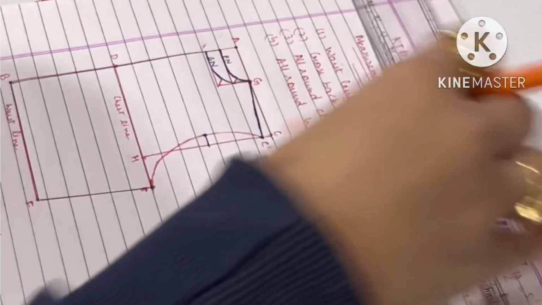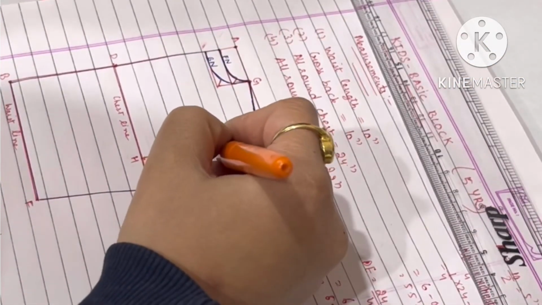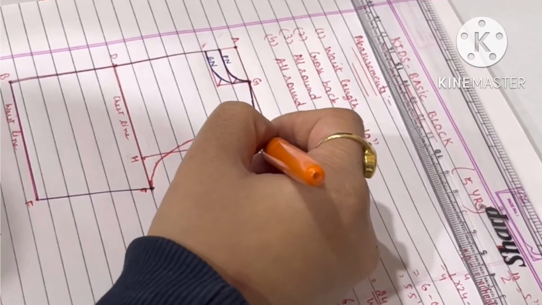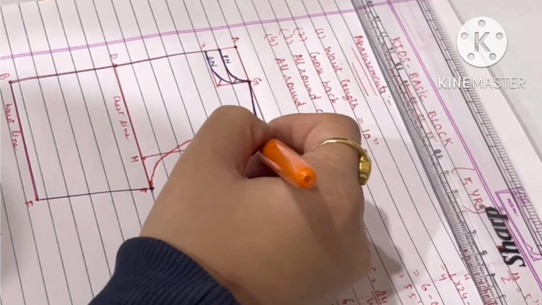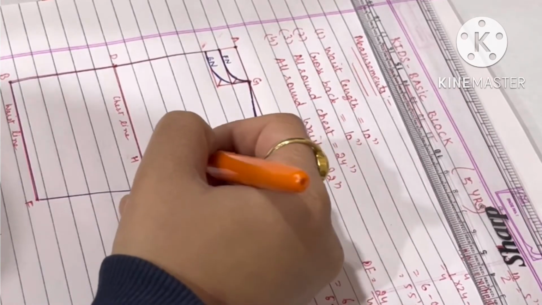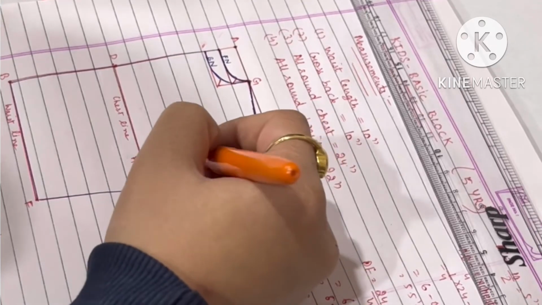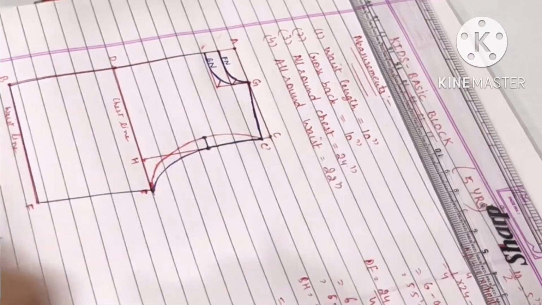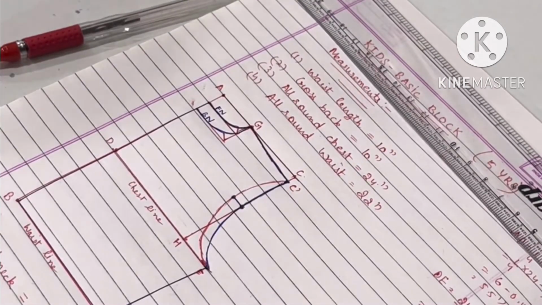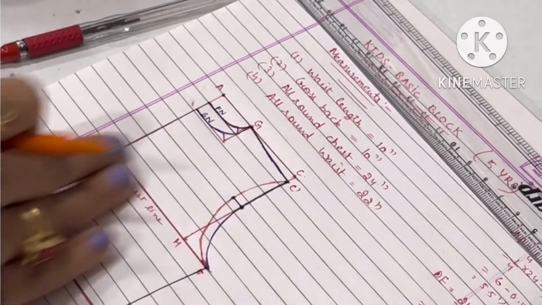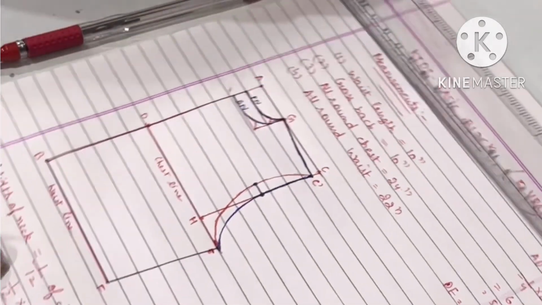Then for the back armhole, we will mark this point and this point. This is our back armhole. Understood? Any problem? Understood up to here? This is the basic bodice block.